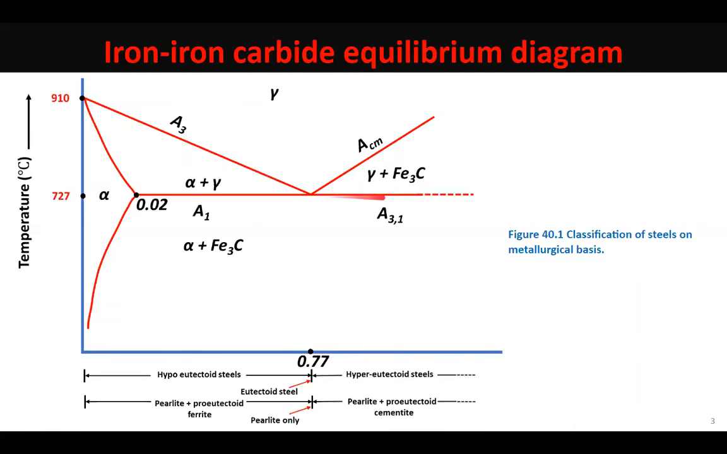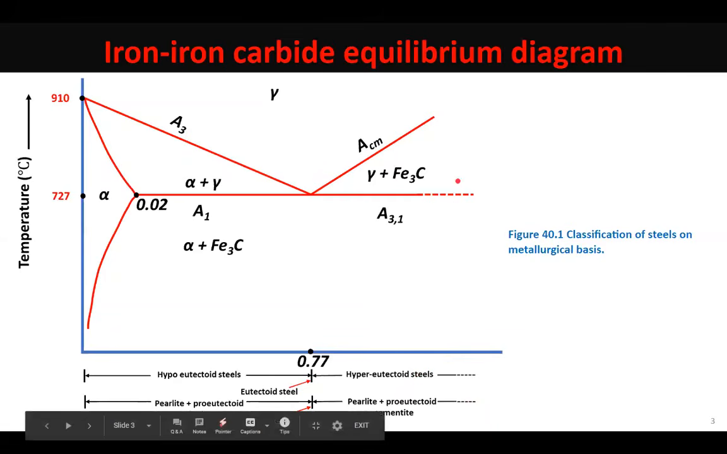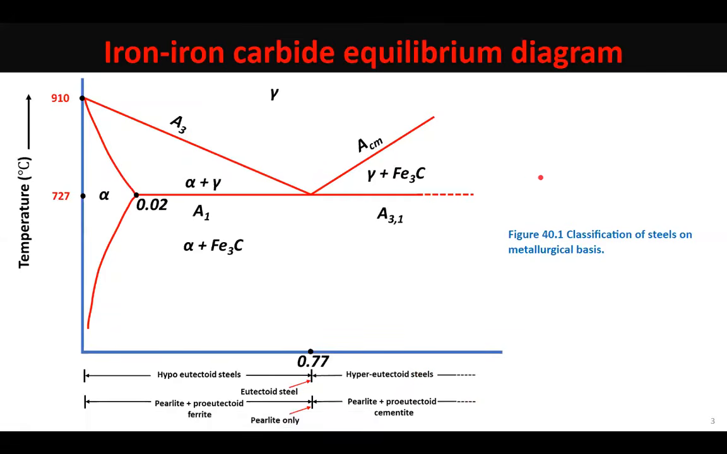Okay, then we had gone on to say all steels to the right of this, that means all steels with carbon between 0.77 to 2.11 percentage carbon, are called hypereutectoid steels. And these hypereutectoid steels, what would be their room temperature microstructure? Their room temperature microstructure would be perlite.